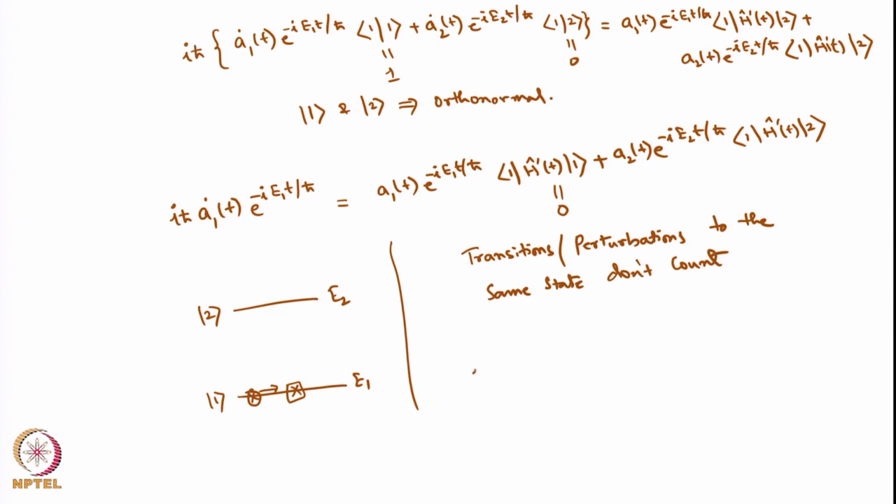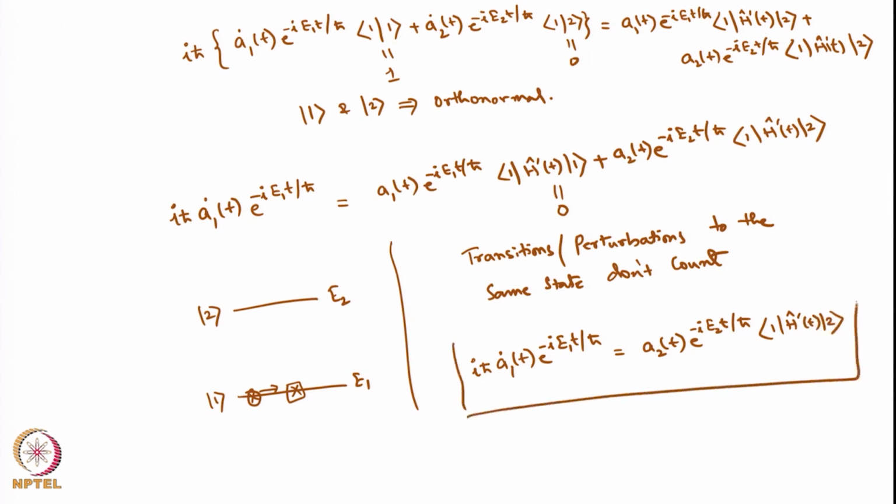Okay. Now in such scenario your first term is gone. So what you get is iħ A1 dot t e to the power of minus iE1t by ħ equals A2(t) e to the power of minus iE2t by ħ ψ1 H'(t) ψ2. Okay. So that is one equation that we will get.